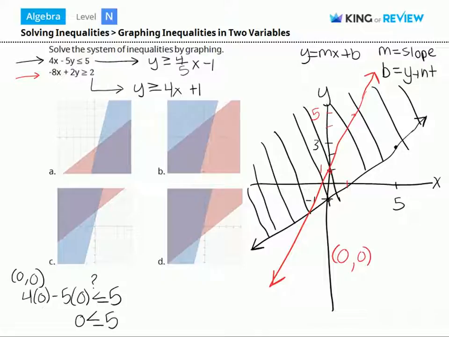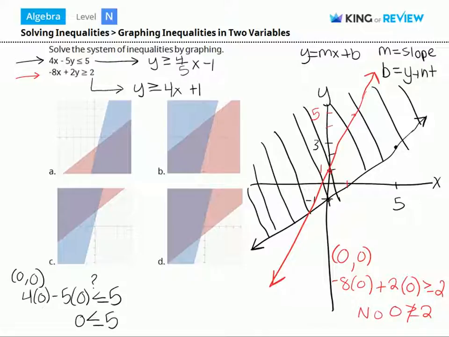When I plug this point in, I get negative 8 times 0 plus 2 times 0 is greater than or equal to 2. This gives us 0 is greater than or equal to 2. Is this true? No, this is not true. 0 is not greater than or equal to 2.